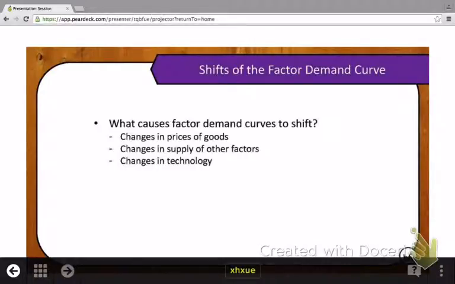The third thing that can cause the demand curve for a factor to shift is a change in technology. Better technology increases production across the board. Now, in some cases, technology replaces certain factors, like a machine replacing labor, and that would cause it to decrease. But in the long run, better technology allows a nation's labor force to be more productive, and the demand for labor shifts outward.